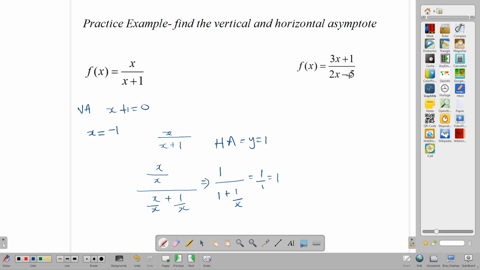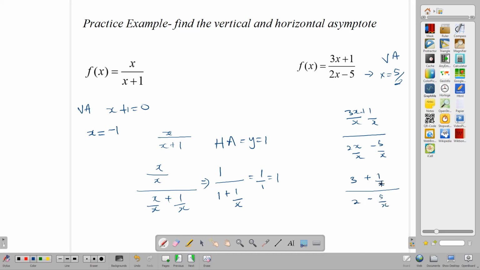In this case, the vertical asymptote is found by solving the denominator. So solving this would give us x is equal to 5 over 2. That's the vertical asymptote. For the horizontal asymptote now, we would need to divide both the numerator and the denominator by x. So dividing 3x plus 1 over x and 2x minus 5, divide both of those by x. And what we end up with is 3 plus 1 over x and 2 at the bottom minus 5 over x.